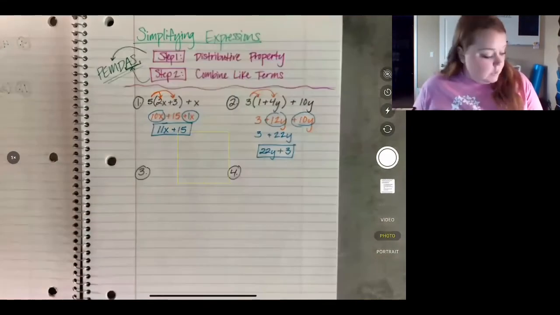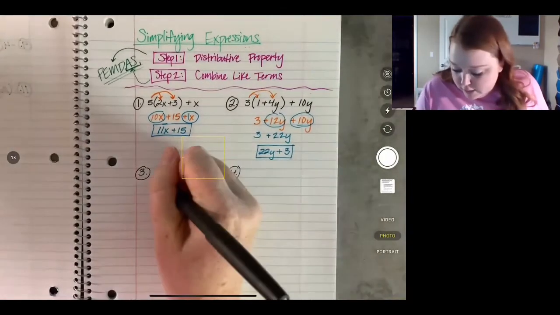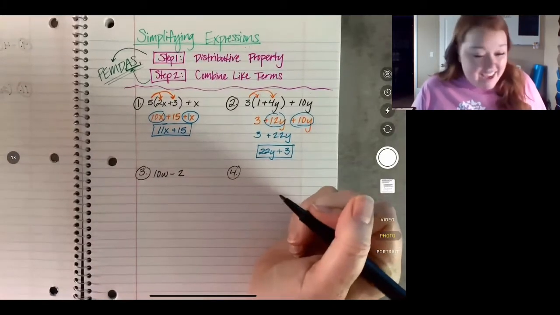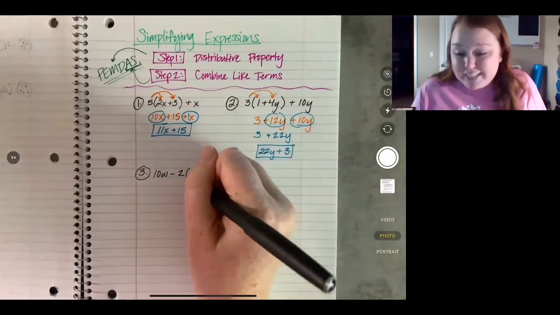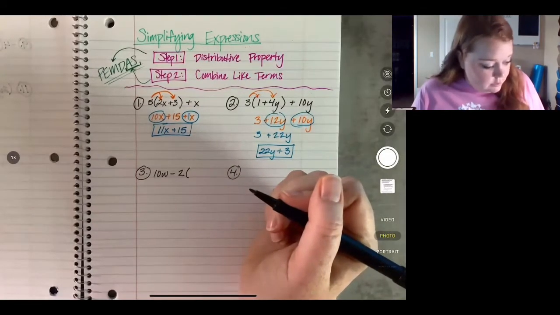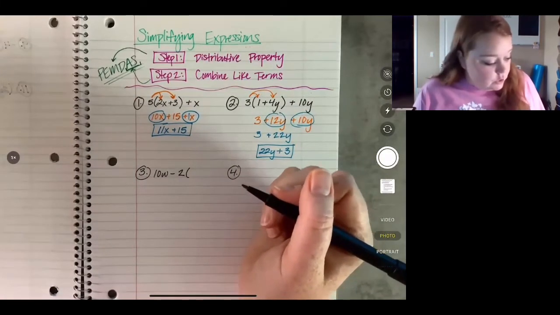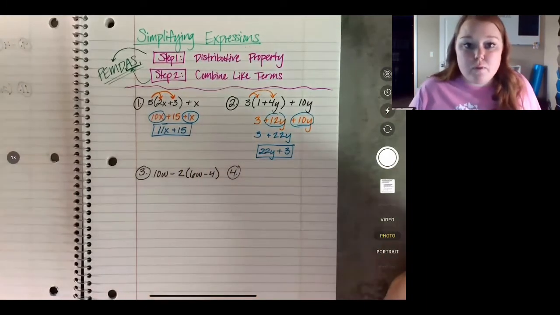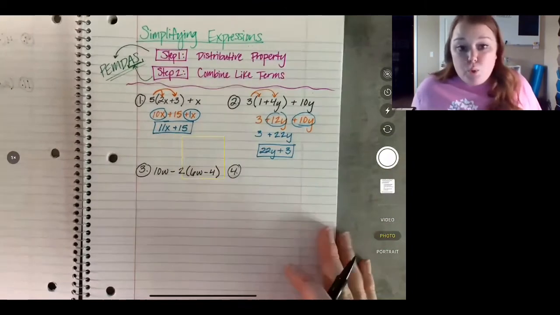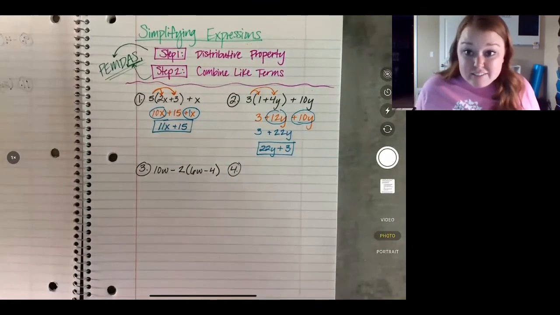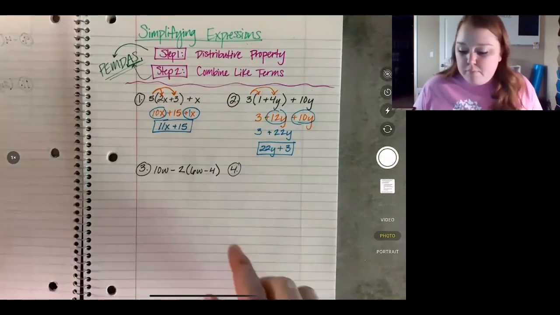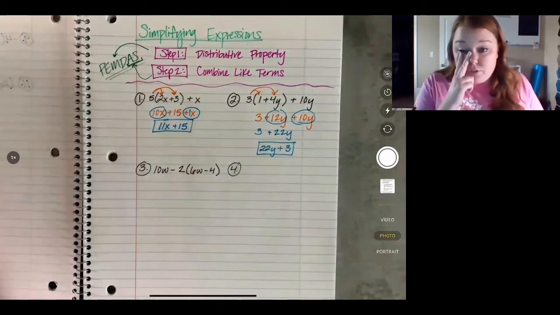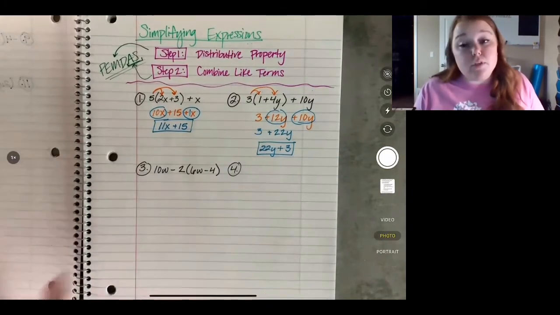All right. Number 3, 10w minus 2. That 2 is directly next to a set of parentheses. And inside your parentheses, you have 6w minus 4. Okay. Whew. So it looks kind of ugly, which is why we're simplifying it. We're cleaning it up. So do you see any distributive property? That's what your eyes need to find first.